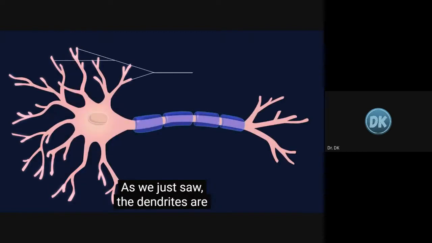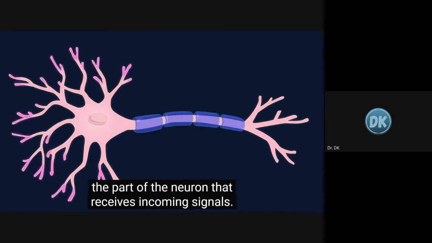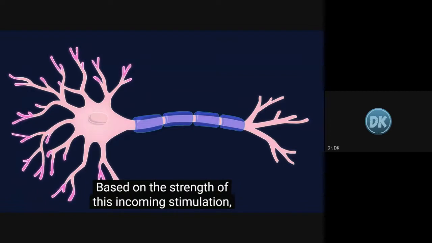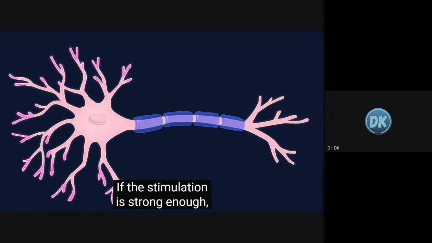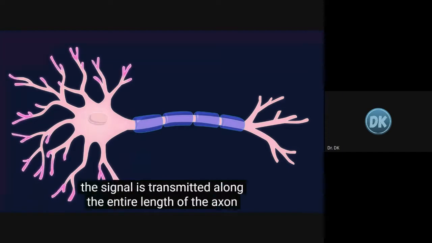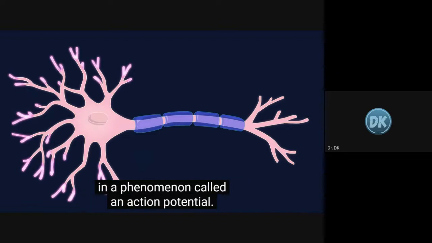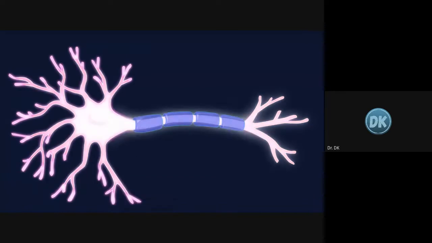As we just saw, the dendrites are the part of the neuron that receives incoming signals. Based on the strength of this incoming stimulation, the neuron must decide whether to pass that signal along or not. If the stimulation is strong enough, the signal is transmitted along the entire length of the axon in a phenomenon called an action potential. When this happens, we say the neuron fires.